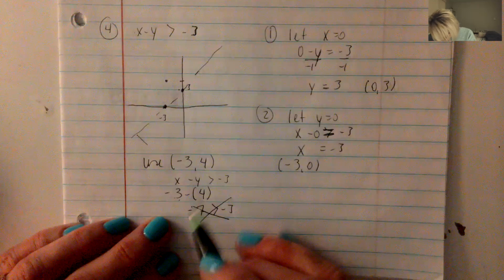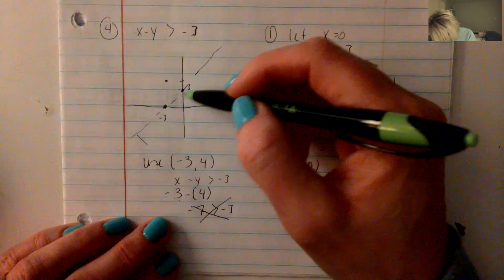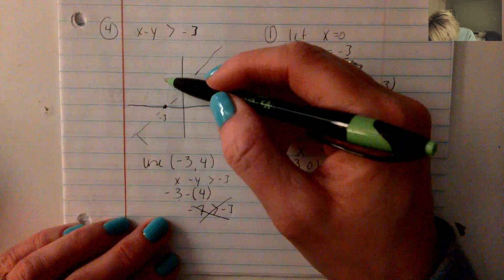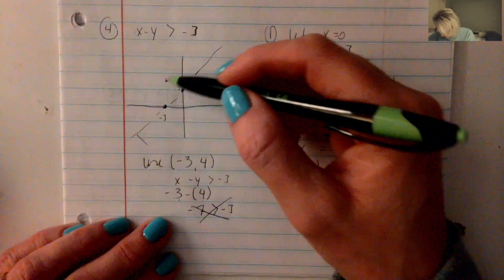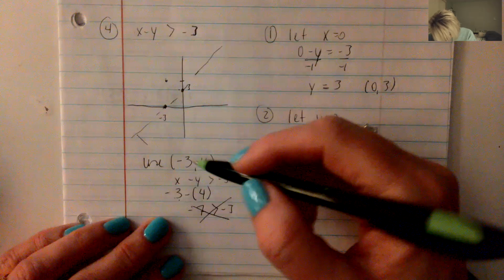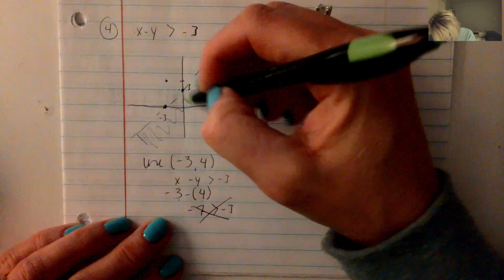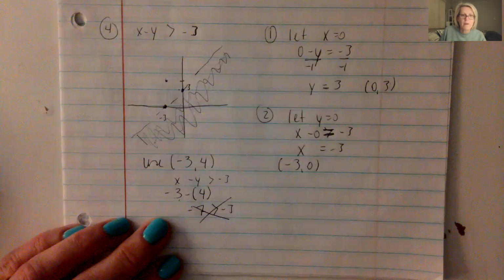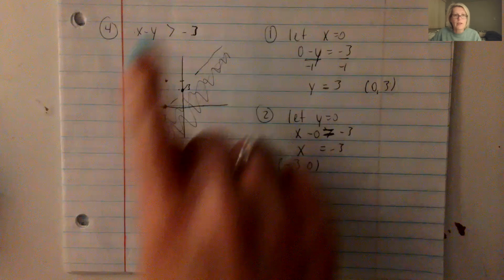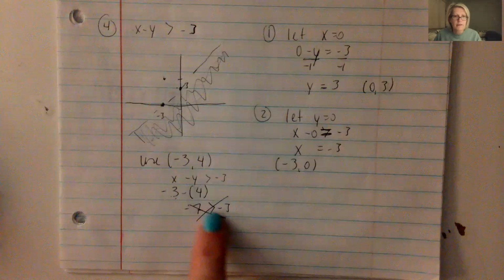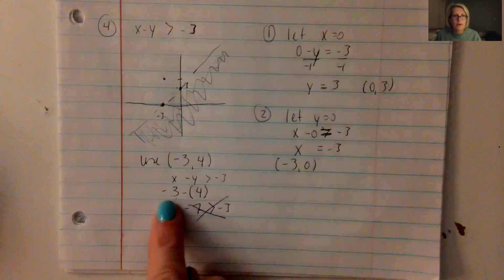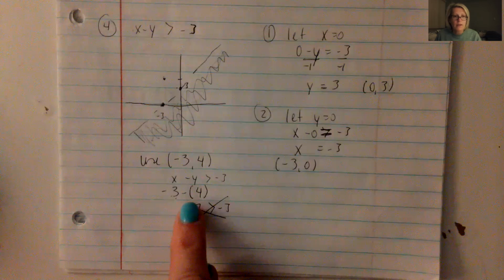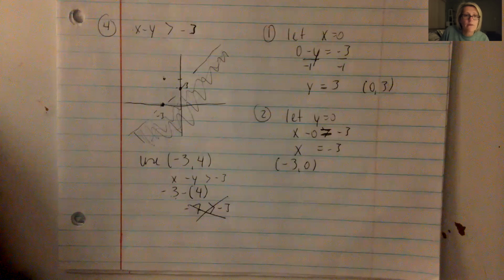So -3 and 4 should be shaded underneath, because that was not true. This point that we plotted, -3, 4, is not a true statement. If we put -3 in for X, subtracting 4, we get -7, and it's not greater than -3. So let's validate that when we look at our Desmos graph.